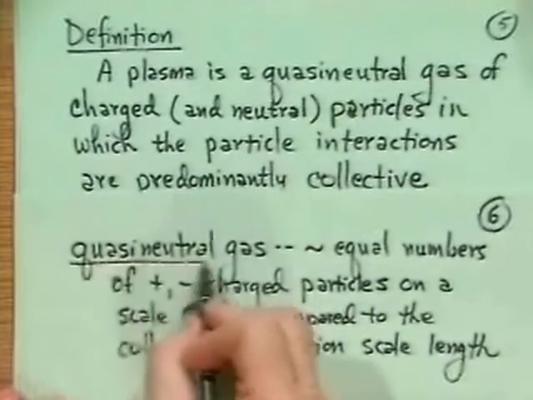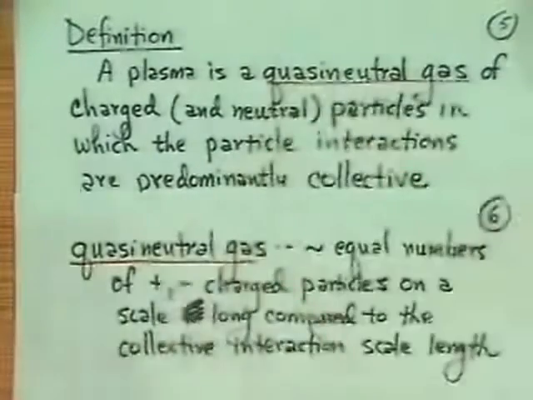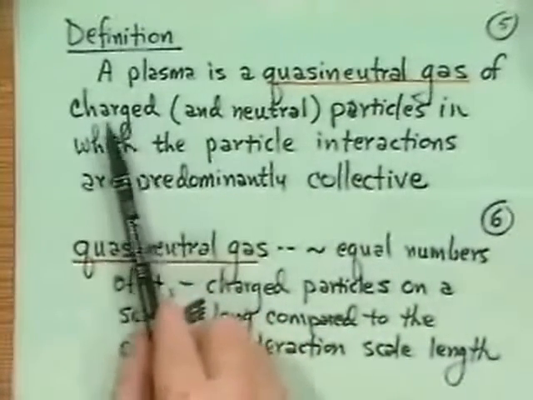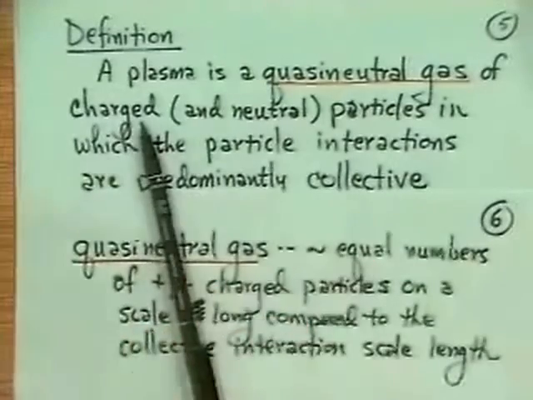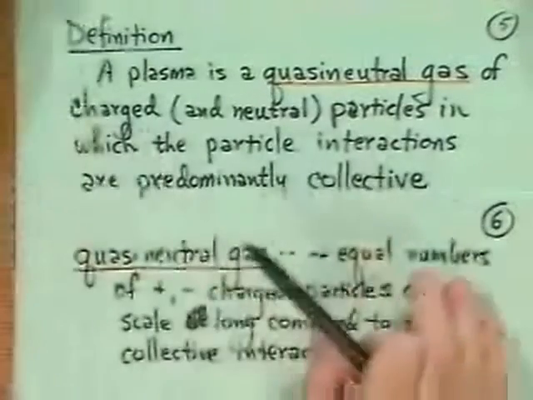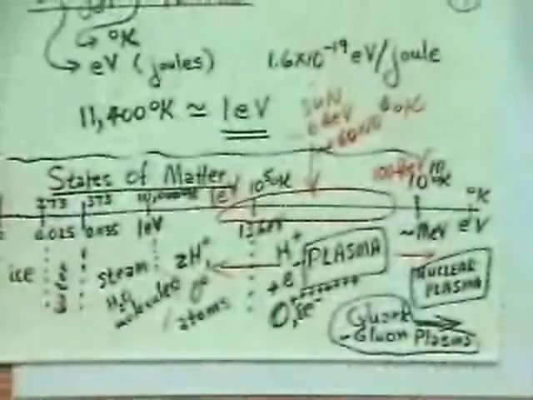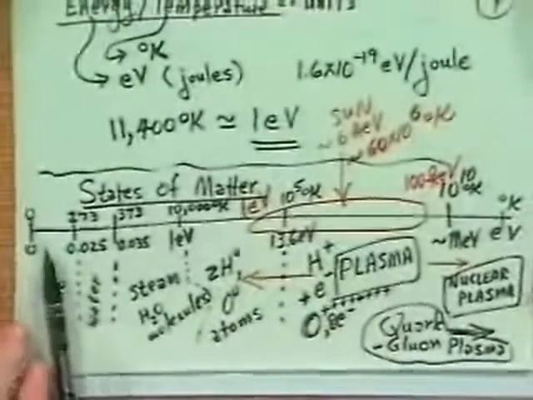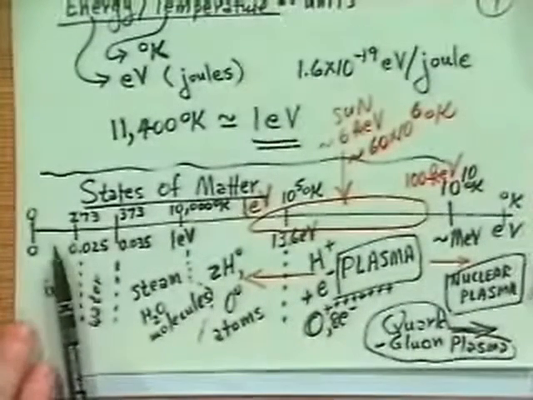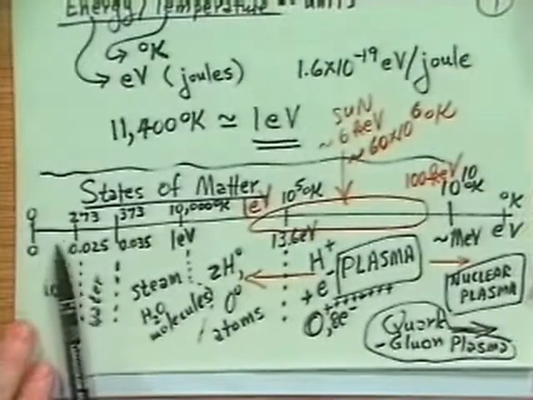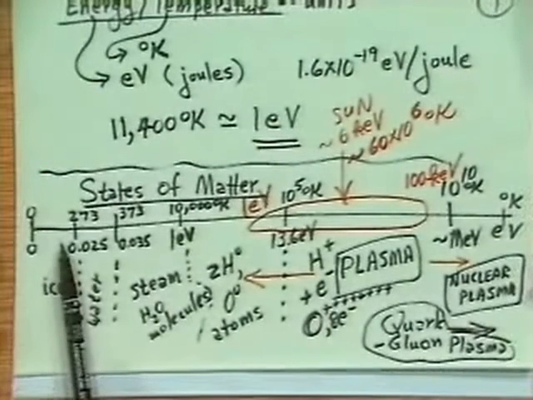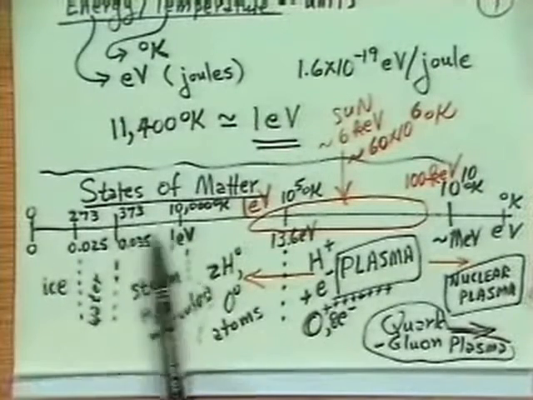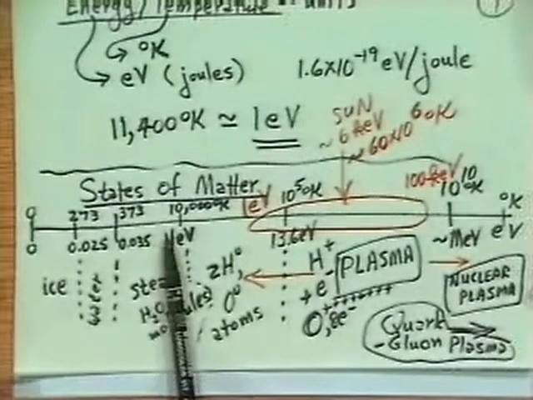So this is the meaning of the word quasi-neutral gas. Now, the gas can be composed not solely of charged particles. If I go back to this rather horrible diagram, down here at this point on the scale, we know that there are no free ions to speak of in a solid, and there are very few in a liquid, and really even very few in steam. There are no free ions in that.